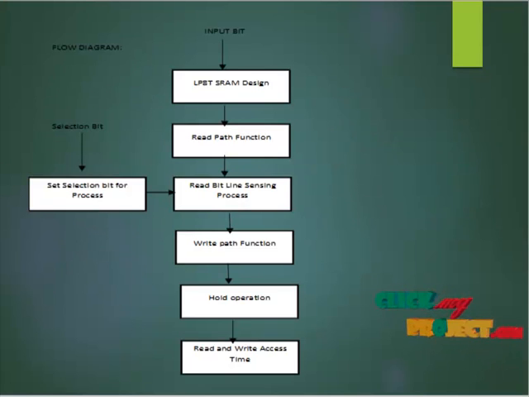Let me show our project flow diagram. We have given the input data bitwise, and then we have designed the low power 8T SRAM design. Static random access memories are used as cache memory, which is embedded in microprocessors, and we go on to system on chip and network on chip applications.